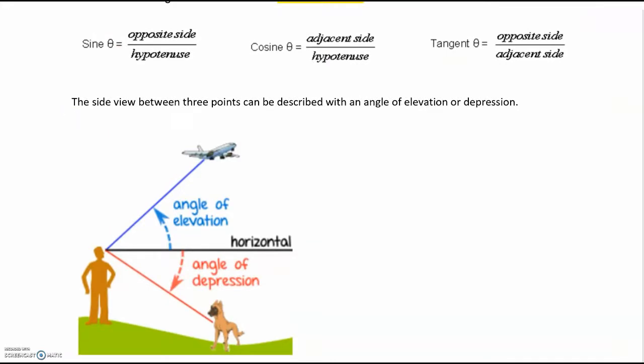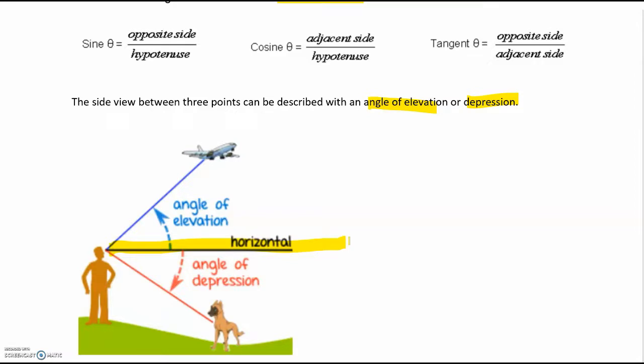One more thing I want to say before we really get cracking at it is the side view. Word problems quite often discuss things in side view, when you're looking at something from the side and you're looking at 3 points. It could be 3 objects, and they'll use the terms angle of elevation and depression. It's very important to understand that if I'm talking about angle of elevation, the first thing you have to do is recognize where the horizontal line is.